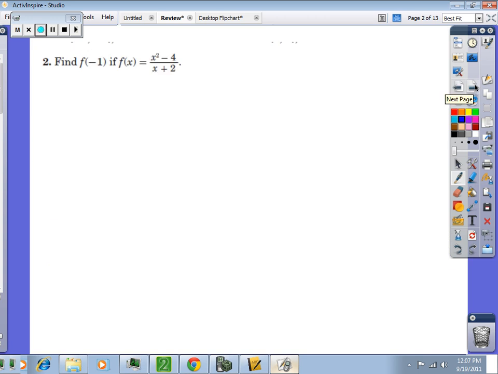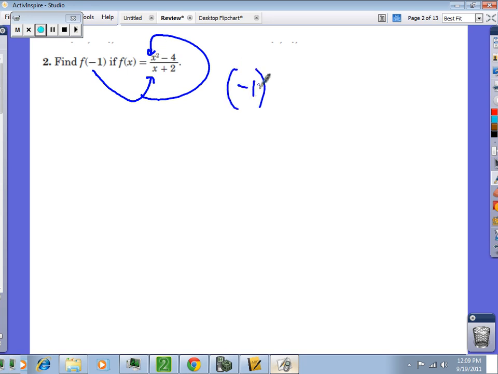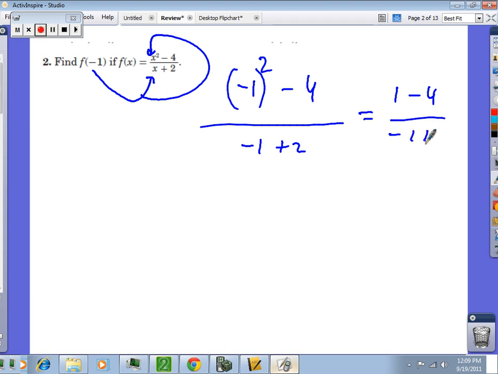Number two. F of -1. Take this -1 and plug it everywhere there's an x. So you're going to have a -1 squared minus 4. On the bottom, you should have a -1 plus 2. So your numerator, a -1 times a -1 is a +1, so 1 minus 4 is -3. And -1 plus 2 is 1. So you should have -3 over 1. Wait, how did you get -3 over 1?